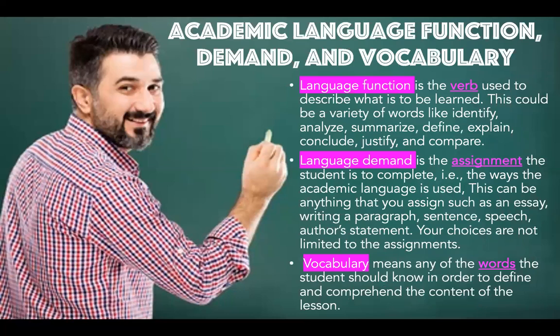Also, an area of focus within the EdTPA is academic language. And so the 3 major components when we talk about academic language: the function, demand, and vocabulary. The language function is the verb used to describe what is to be learned or what you are teaching. Remember, it is a verb. You were asked to identify for your learning segment last semester one verb, which is the language function that you are going to base your learning segment upon. So the same is going to be done and asked of you this semester. The language function.